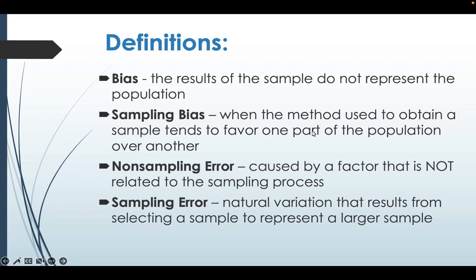And because you're doing that, you're going to have some natural variation. There's not a way to really say this is exactly how the population would respond because you don't know that. So this is just from taking a sample and making estimates about a population. That's what comes with sampling error.